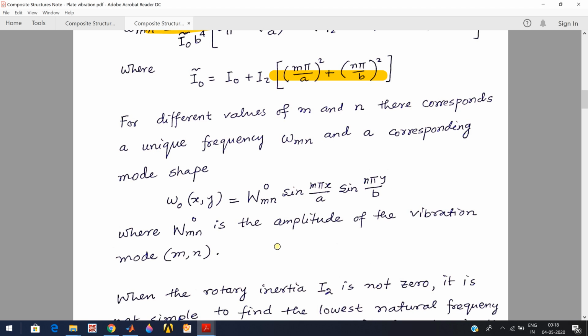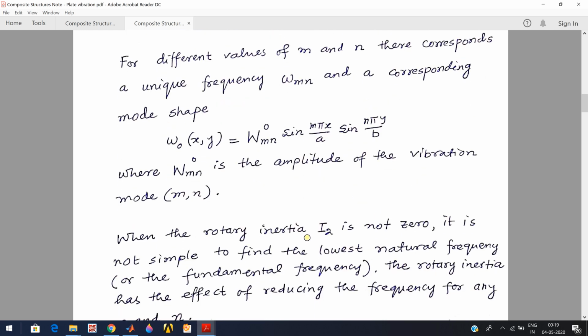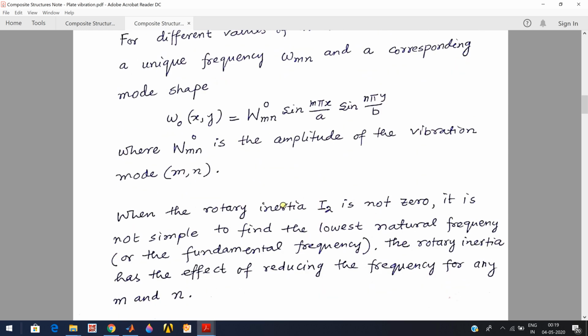In most cases we generally see that omega 11 is the lowest frequency or the fundamental frequency, but it is not necessarily omega 11. It can be any other mode which will be the lowest frequency, but as we see, for most of the cases it turns out that omega 11 is the lowest one. We'll see how the mode shapes look for different m and n when we go through a MATLAB demonstration.